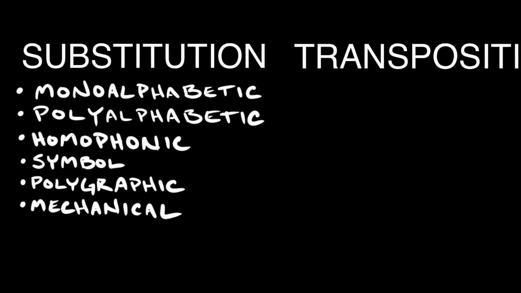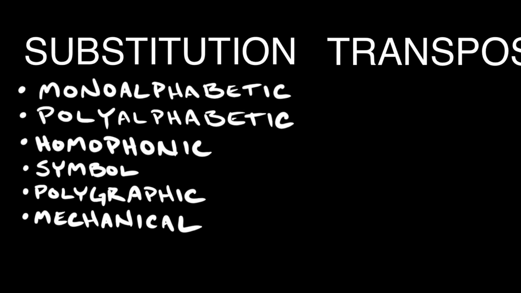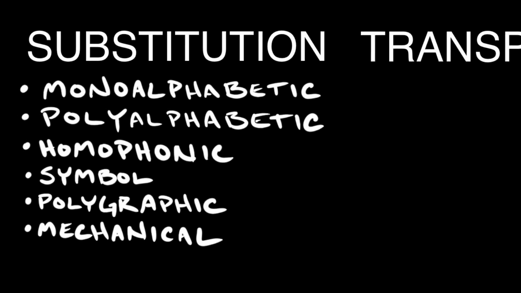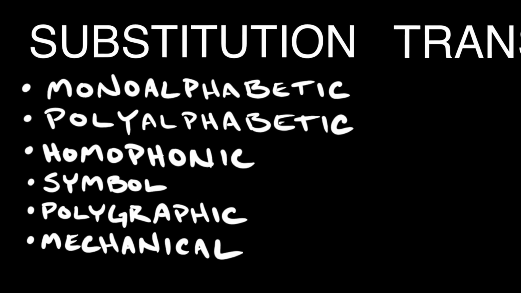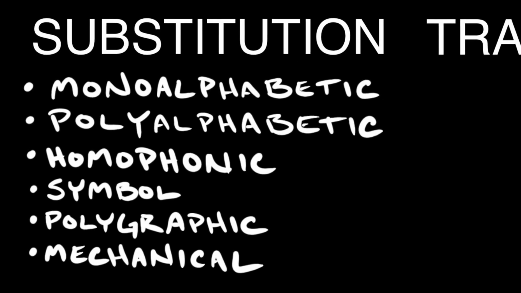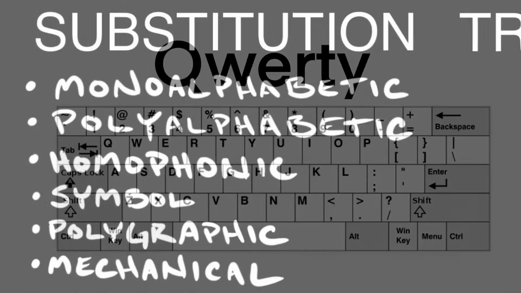Today we're going to be talking about a keyboard cipher. This is an example of a monoalphabetic substitution cipher. This means that every letter will become another and only that other one. Let's break it down for you.